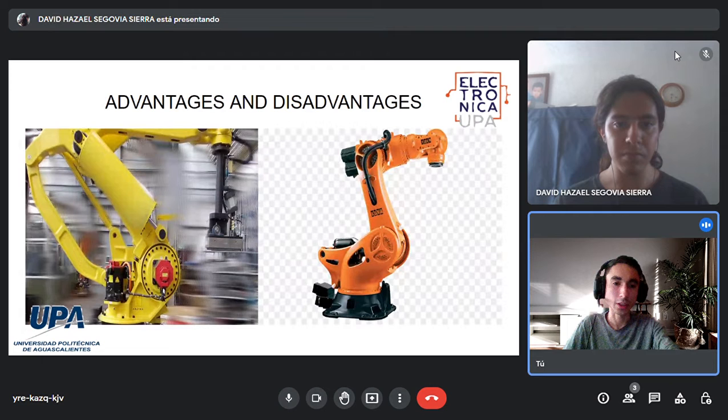Next, the advantages that these robots have are that they are of fast speed. They require minimal floor space, meaning that they don't need a very large space to operate. These are easy to align to multiple planes. And the disadvantages are that they need a robot controller to operate. They have complex programming and complex kinematics.